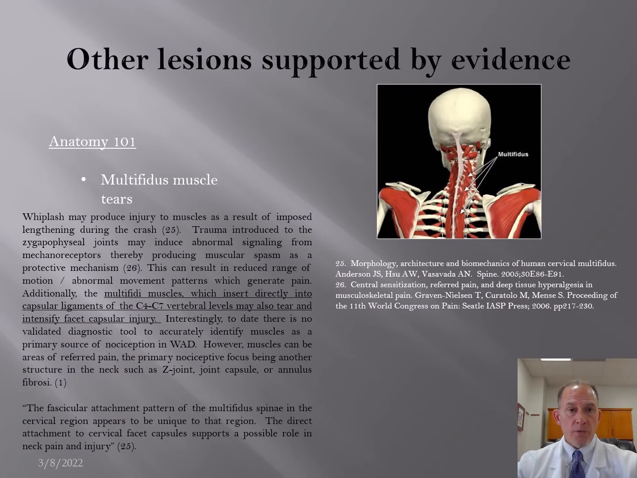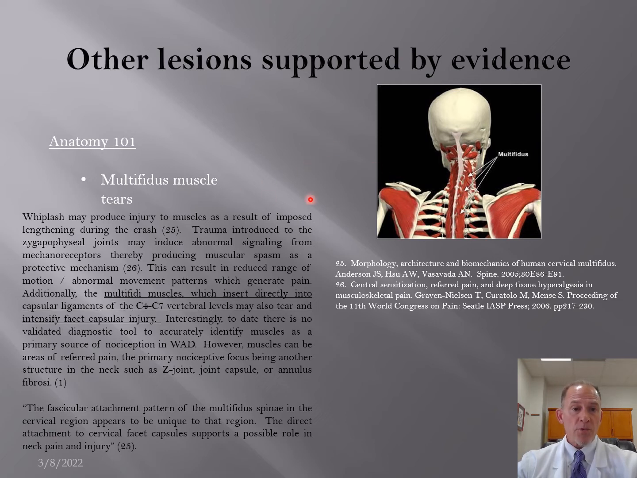Some additional injuries which are also supported by scientific evidence, however, are not seen on routine plain film, emergency room X-ray, or MRI, are injuries to the multifidus muscle groups. And we mentioned the multifidus muscle groups as a potential for chronic pain following whiplash. And that is because the multifidus muscle groups attach, and here they are right here, directly to the facet capsular ligaments. We know that with facet capsular ligament injury, we have the potential to produce chronic pain.